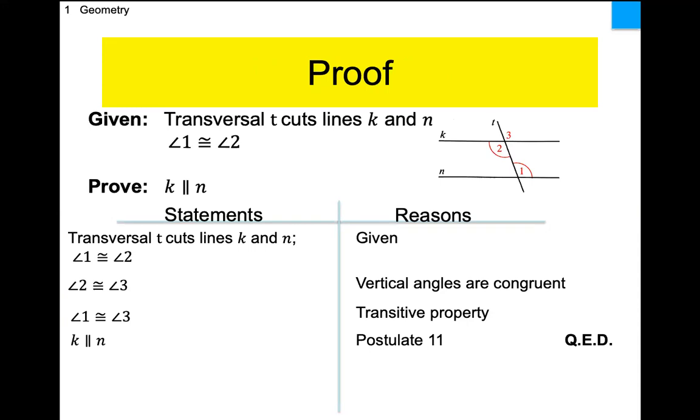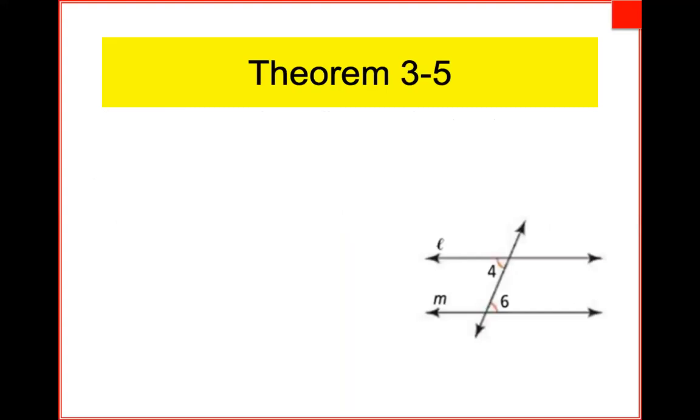That if two alternate interiors are congruent, then what can you say about the two lines? Why did we just prove it? Well, because the other one isn't believable as a postulate. I had to prove that one. All right, so we just proved that if alternate interior angles are congruent, then the two lines are parallel.